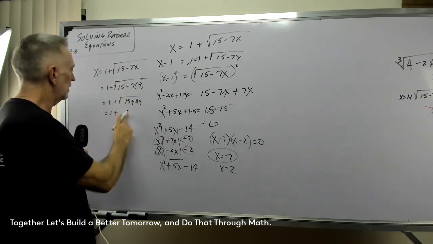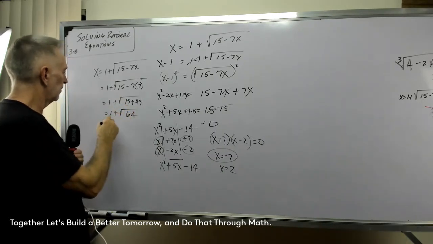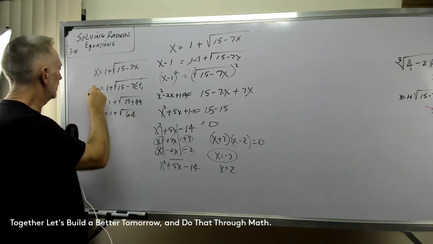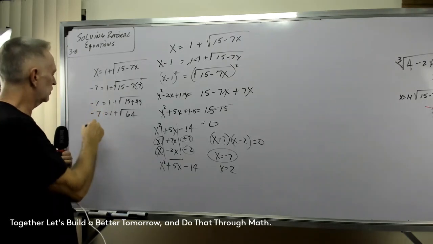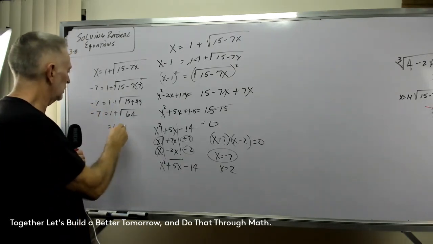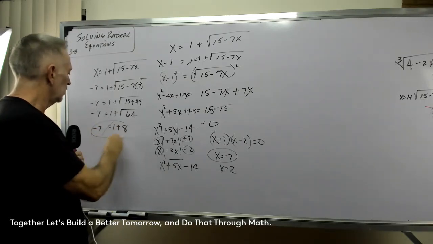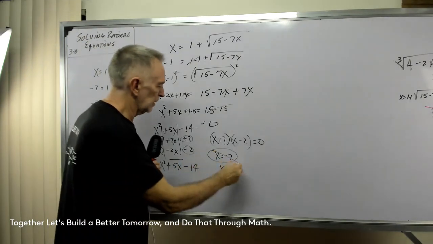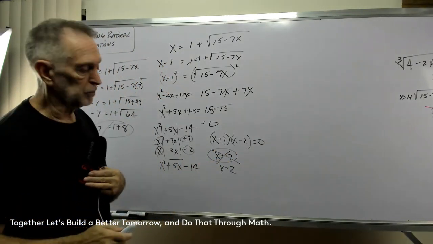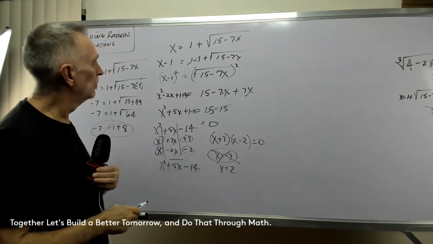So that is square root of 64. So this is negative 7, negative 7. All right, square root of 64 is 8. So 1 plus 8 does not equal negative 7. So x equals negative 7 is not a solution for this problem. Okay, so x equals 2.